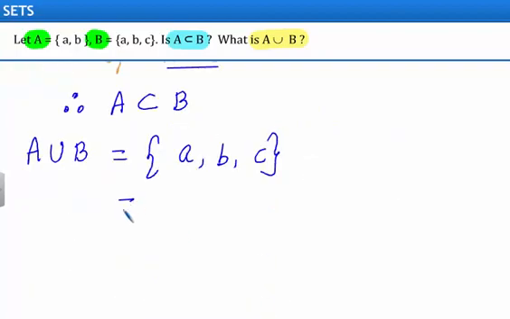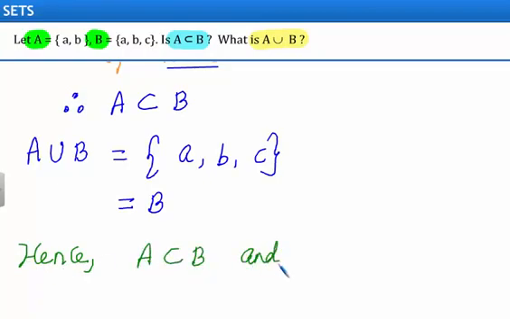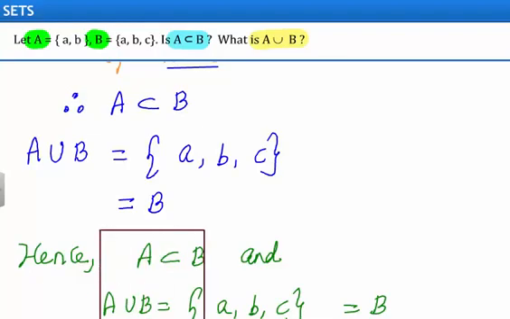This will be equal to set B. Hence, A is a subset of B and A union B will be equal to A, B, C. That will be equal to set B. This completes the solution.